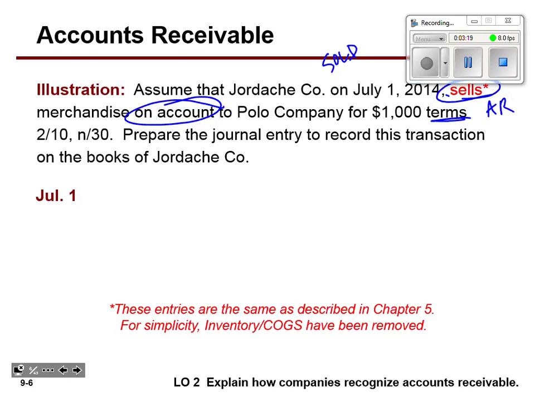We sold something. These entries are the same as what we did in chapter 5 when we sell stuff, but for simplicity of this chapter, they're leaving the second journal entry out. So you know how when we sell something, it's either we get cash or AR goes up, and then there's sales revenue, followed by COGS goes up and inventory goes down. They're saying we're going to just keep it simple for this chapter, and we're not going to forget about that, but we're not going to journalize that.